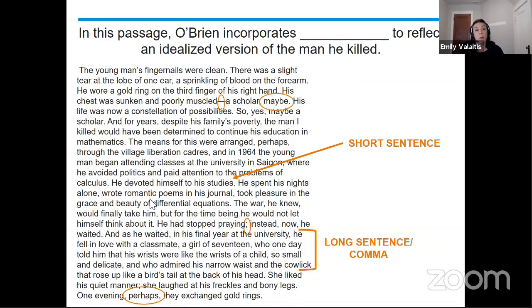And if I were to go through myself and revise this particular topic sentence, I would write something like, in this passage, O'Brien incorporates short and long sentences to reflect an idealized version of the man he killed. So then my first example would be that short sentence of he devoted himself to his studies. And then I would analyze that and how it reflects this idealized version of the man, how he's committed, he's devoted to his studies. And then my second example would be that long sentence, specifically all those commas and those phrases and how they build upon each other. The others are there. I just don't have as much to say about them.